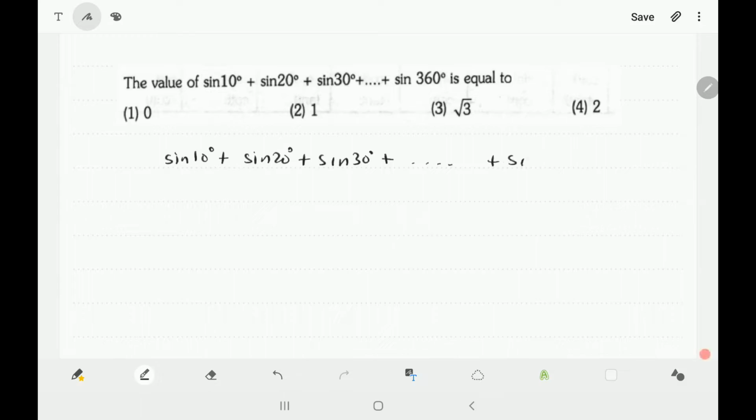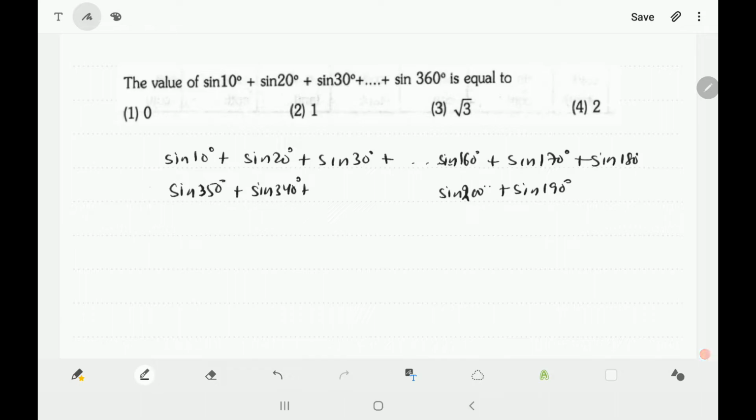So there will be sine 170, then there will be sine 180 degrees. Then I am writing sine 190 degrees below this term. Similarly, before this you will have sine of 160 degrees, and here you will have sine of 200 degrees. If you keep on writing, we will write sine 350 degrees below sine 10 degrees, sine of 340 degrees, and so on, and the last term will be sine of 360 degrees.